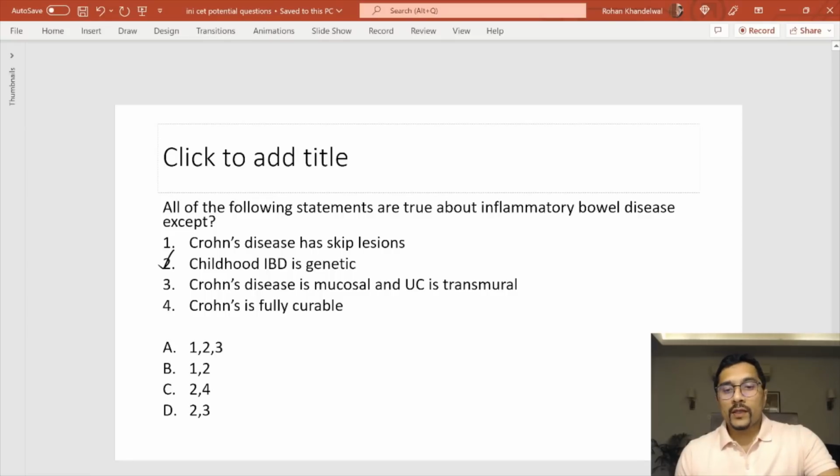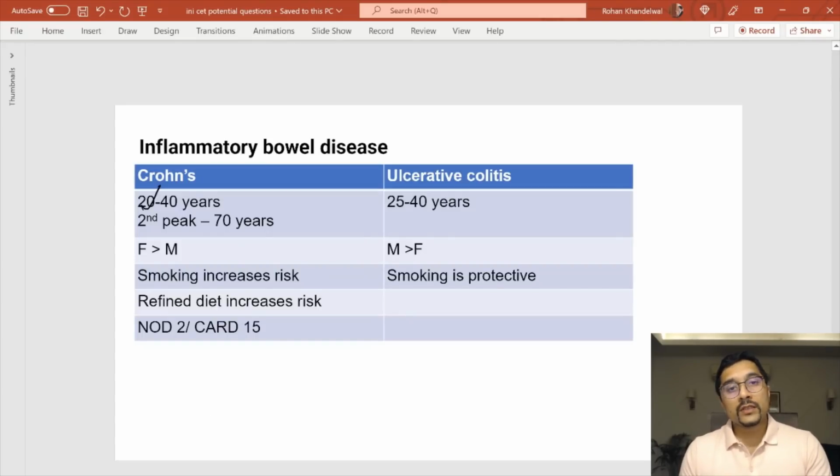So all of the following statements are true about inflammatory bowel disease. Crohn's can have skip lesions, childhood IBD can be genetic. Crohn's is fully curable is wrong, and Crohn's is mucosal and ulcerative colitis is transmural, that is also wrong. You should know the differences between Crohn's and ulcerative colitis. Inflammatory bowel disease, since the last 2 years, they have been asking it in the exam as well.